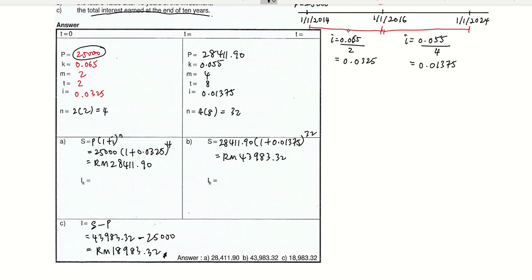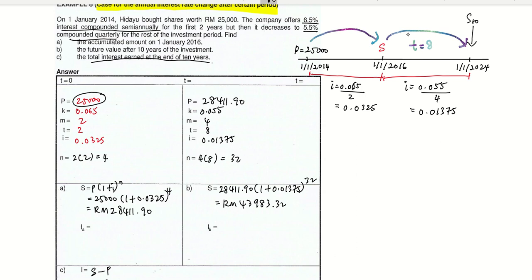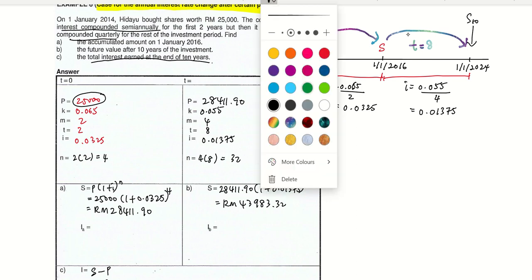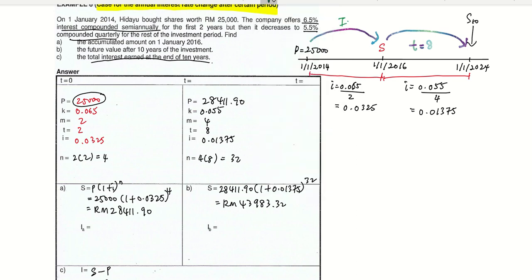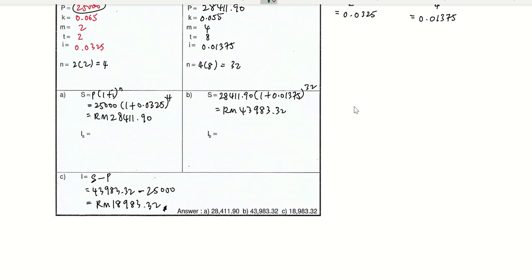Actually, there is another way to find the amount of interest, which is by finding the first interest I for 2 years, and then another amount of interest for the remaining 8 years. So I is equal to I1 plus I2.